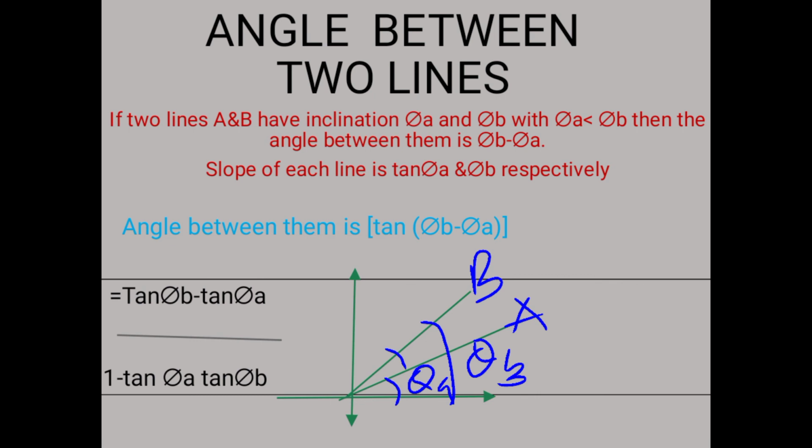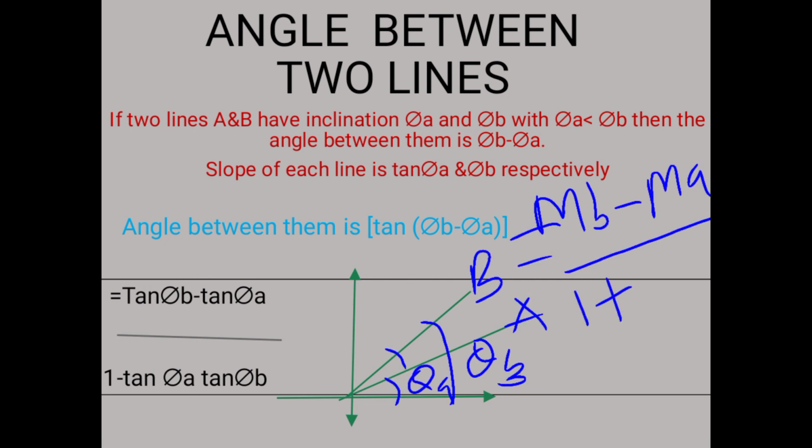Recall from basic mathematics that tan of theta B minus theta A is tan theta B minus tan theta A over 1 plus tan theta A tan theta B, and we know that tan theta is the same as gradient, meaning we can say that is the gradient of B minus gradient of A divided by 1 plus gradient of A times gradient of B.